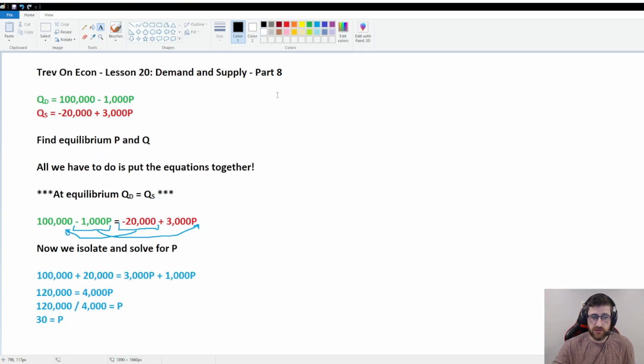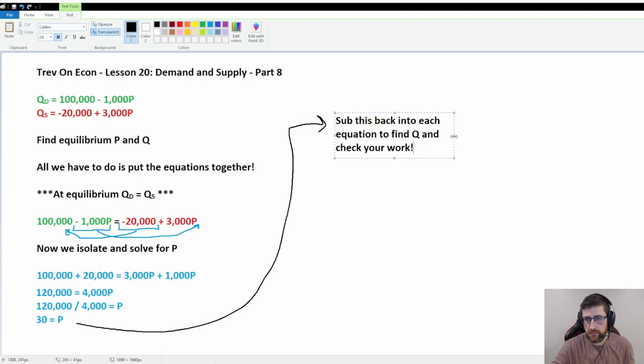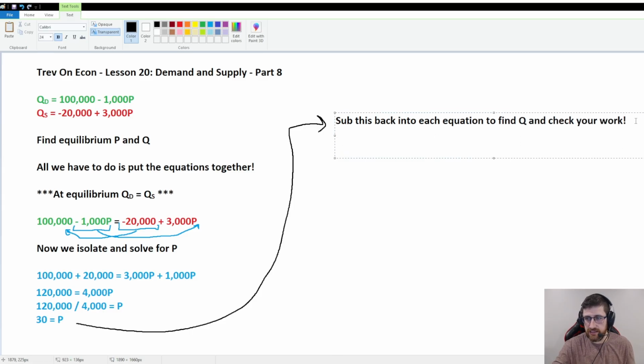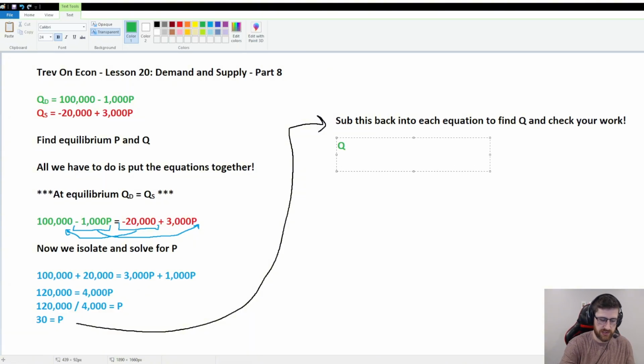The next thing I have to do, all we're going to do now is sub this back into each equation to find Q and check your work. Okay. Now, technically, you would only have to put it into one, but if you're not strong in math, you should put it into both. So why do I say that? Well, let's put it into one.